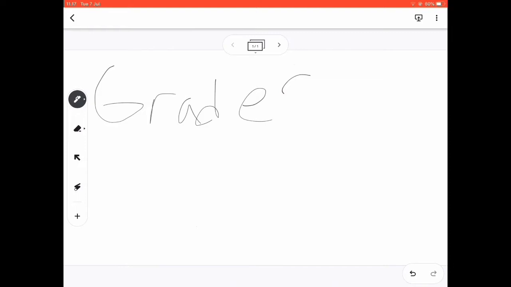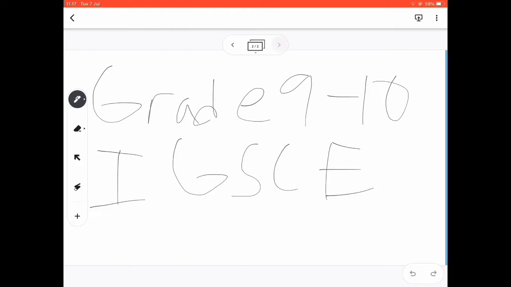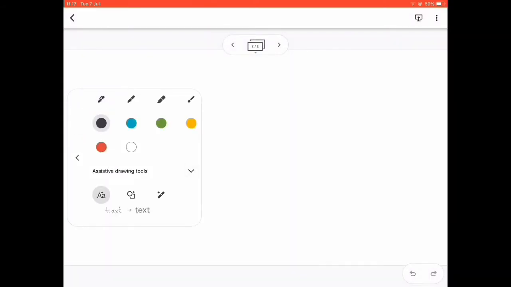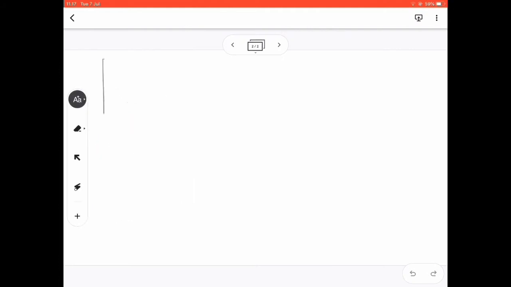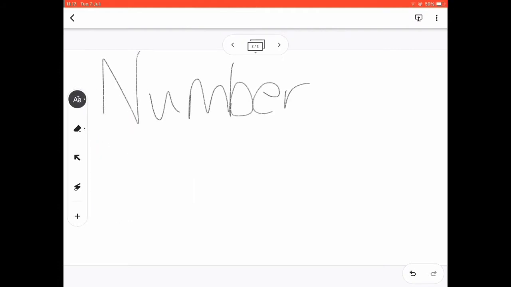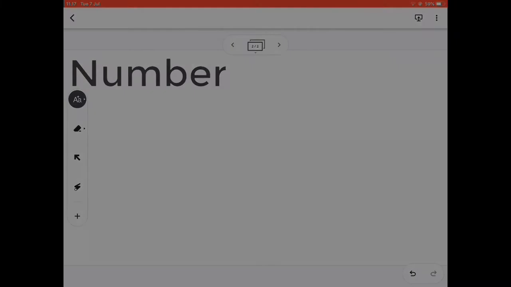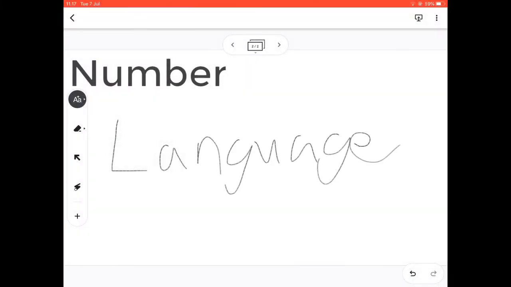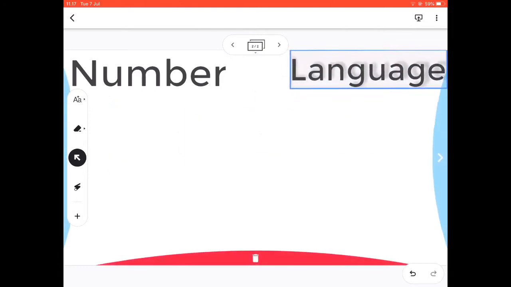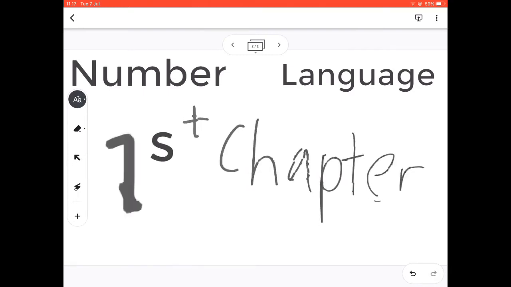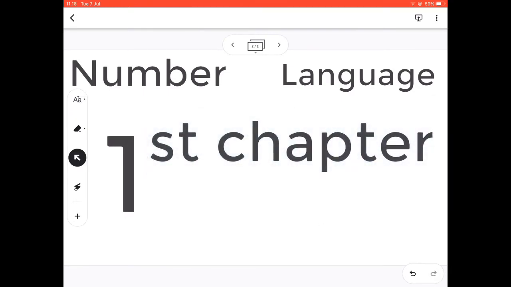So let's learn about the idea. So let's learn one of the topics of the textbook in IGCSE. Let's start with the first chapter, numbers and language. I'm going to use this feature right here. It's a very cool trick. You'll try to write it, and then you can understand it. This is the very first chapter.